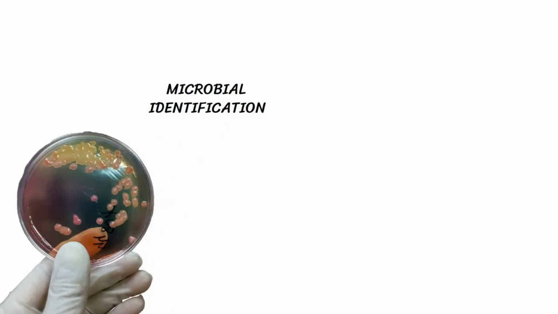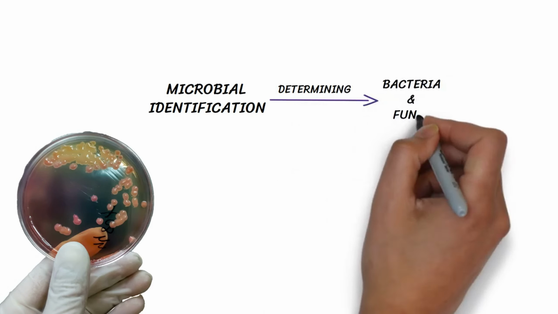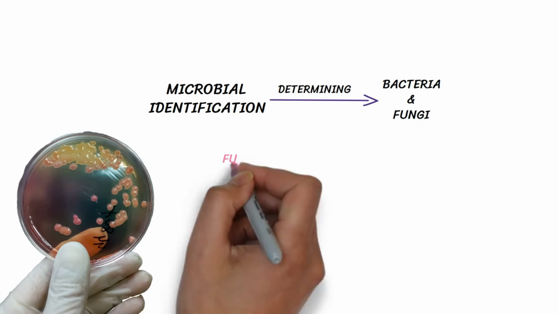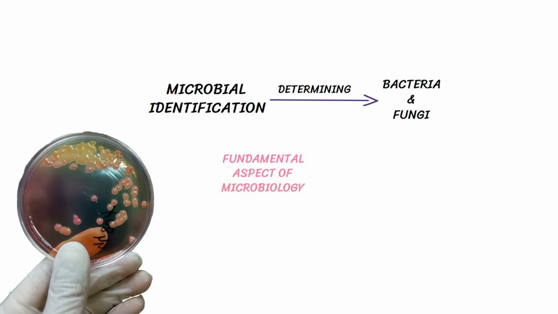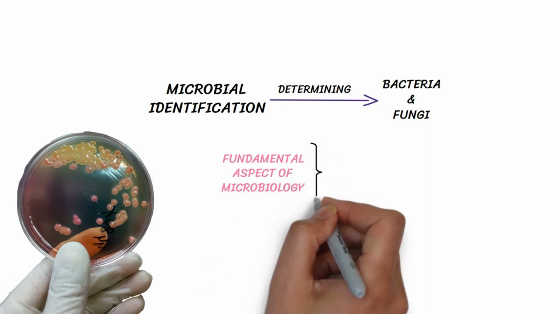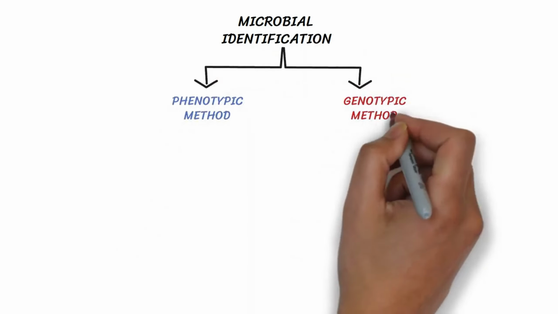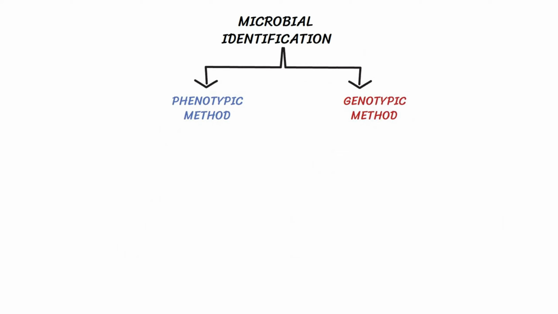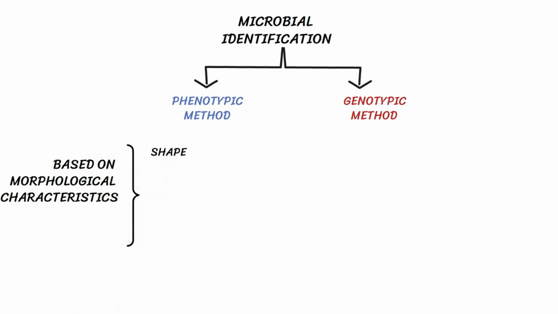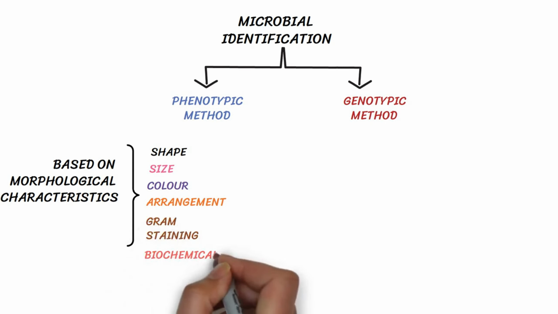Microbial identification is the process of determining the specific type or species of bacteria and fungi. This is a fundamental aspect of microbiology and is essential for various fields, including pharmaceuticals. There are two methods for microbial identification: phenotypic and genotypic methods. Phenotypic methods include the microbial identification based on their morphological characteristics, such as shape, size, color, arrangement under a microscope, gram staining, and biochemical tests.